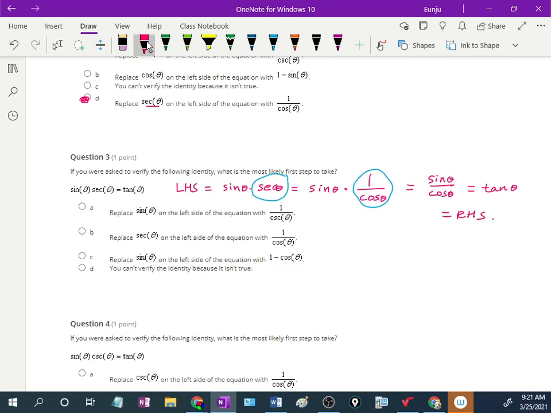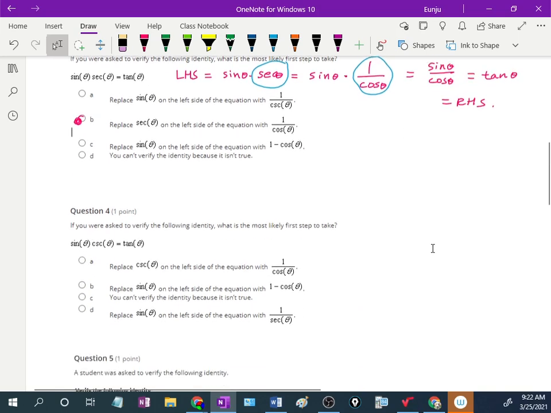So question, what is the most likely the first step? Okay, so we will choose the correct answer. We replace secant theta on the left side of the equation with 1 over cosine theta. That's what we did. So we are using definition of the secant, cosecant, cotangent. So we can simplify with the terms, and so we can have the right-hand side, okay?